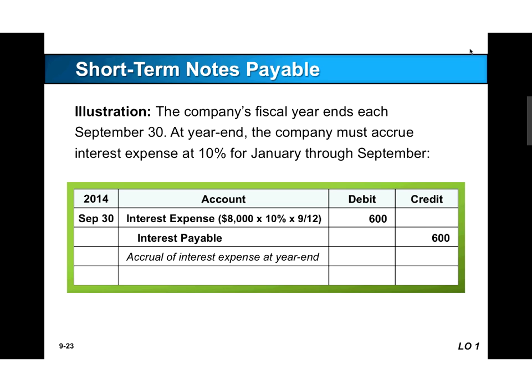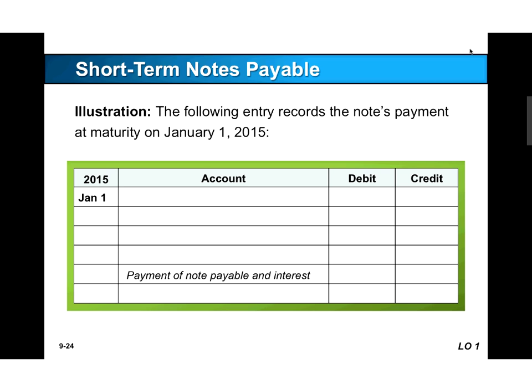Okay, so we've done two entries. We did the first entry where we signed the note, so we have the inventory, and then we have the liability. We've accrued interest, and now the third entry is it's time to pay off the note. January 1st, 2015 rolls around, and we need to pay off the note.